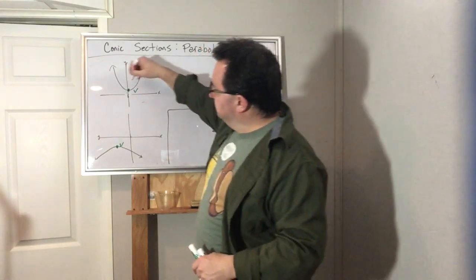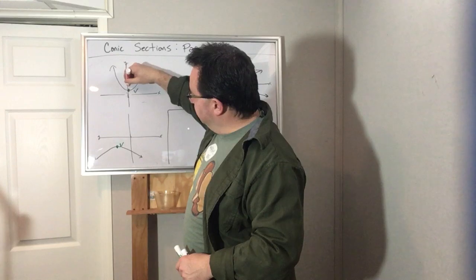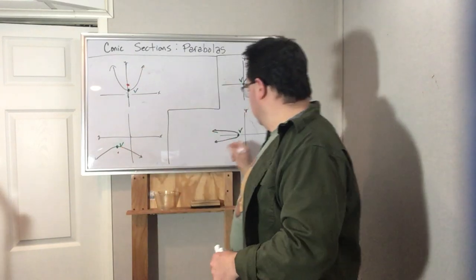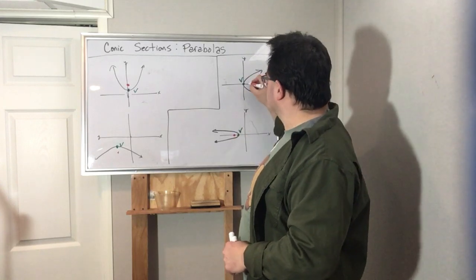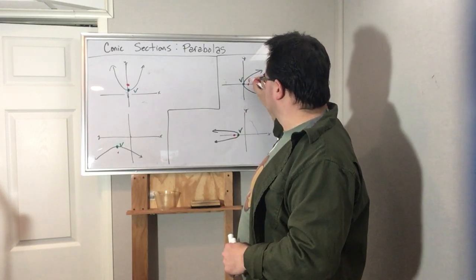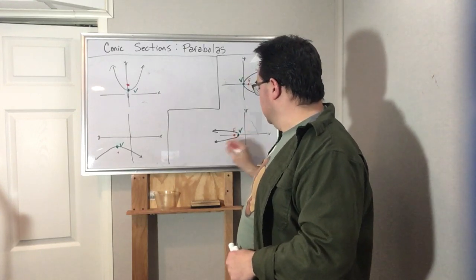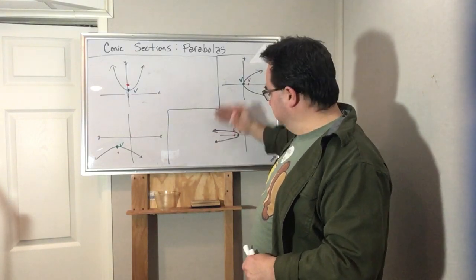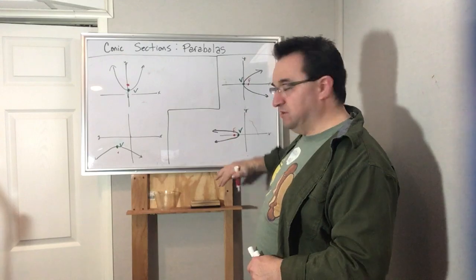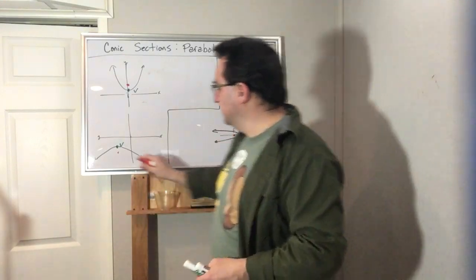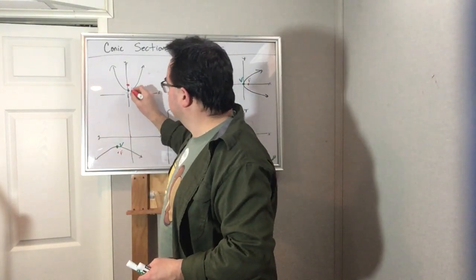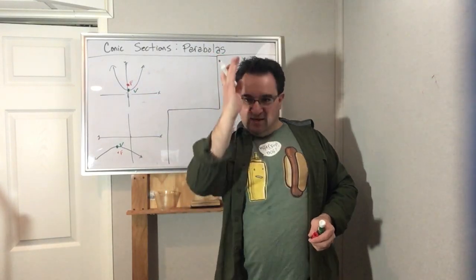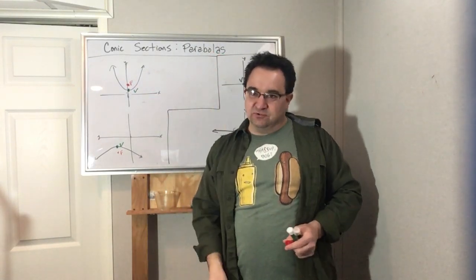So a focus is a dot right above or below or to the left or to the right of the vertex. This line right here would be called an axis of symmetry because it looks the same up top and below it, like it's reflected around it. This would be the focus. This would be the focus. So the focus and the vertex are on the same axis of symmetry.